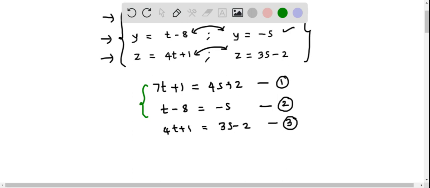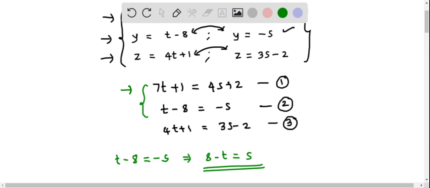So if I use the equation number 2, that is t minus 8 equals negative s, from this I can determine the value of s. If I divide both sides by negative 1, I get 8 minus t equals s. So now I found the relation for s in terms of t, which means I can now substitute this value of s into equation 1, convert everything in terms of t and determine the value of t.